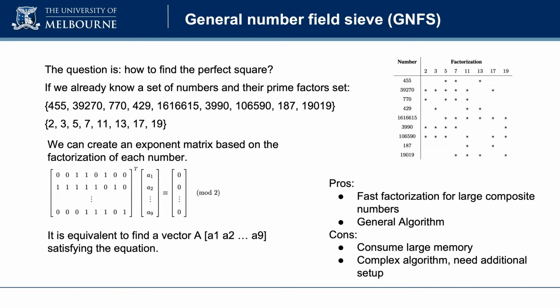Basically, GNFS is a fast algorithm to factor large numbers. It's a general algorithm that can be used on any number. However, it consumes a lot of memory due to the massive matrix operations. It's also a complex algorithm that needs additional setups.